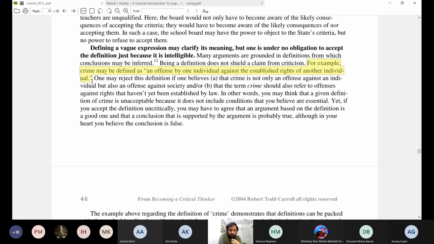And actually, think about the next sentence. One may reject it if one believes that crime is not only an offense against an individual, but also against society, or that it should refer to offenses that haven't yet been established. Why might you think that, by the way? How many people would want to reject this definition, and why?